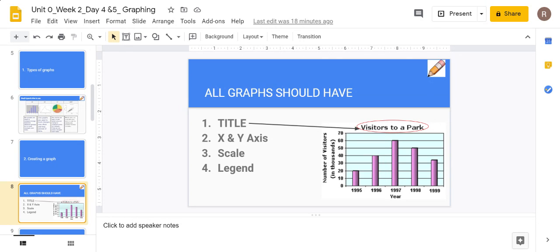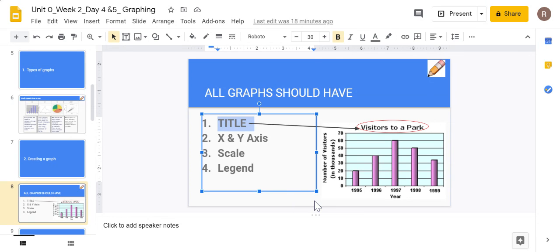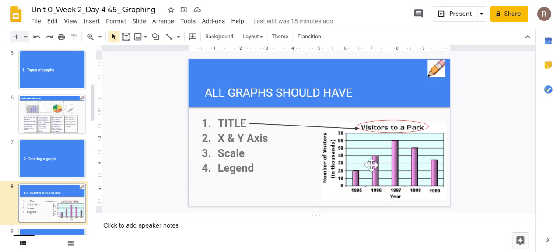These are key to any class that deals with graphing, whether that's history class, science class, math class, whatever the class is. If you're making a graph and you don't have these four key components, you're not creating useful, meaningful, appropriate graphs for your class. So first things first, all graphs should have a title. All graphs should always have a title. So for this graph, we have visitors at the park.